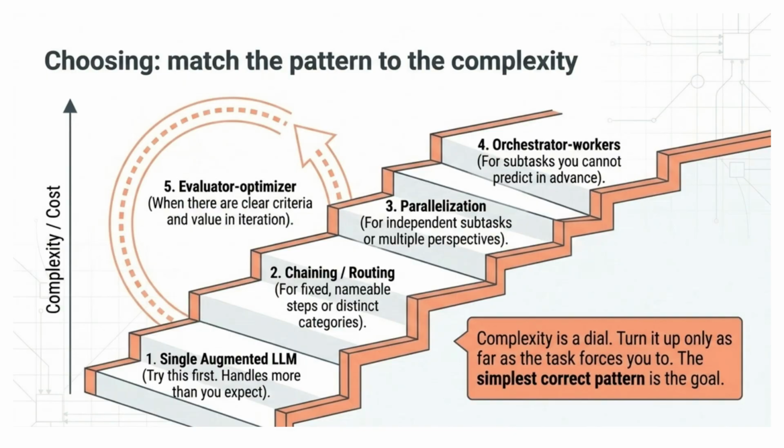Choosing: match the pattern to the complexity tier. And it is the most actionable guidance in the essay. Workflows, namely chaining and routing, are ideal for low-complexity tasks with predictable, well-defined steps. Orchestrator Workers suits medium-complexity tasks where subtasks are less predictable, such as multi-file coding or research. Multi-agent systems are best for high-complexity scenarios, requiring specialized agents to handle different aspects of a problem. Complexity is the dial, and you turn it up only as far as the task forces you to.